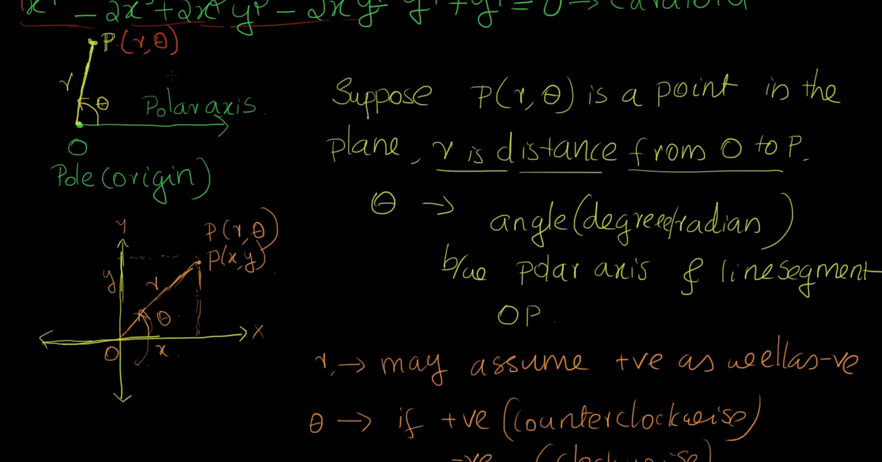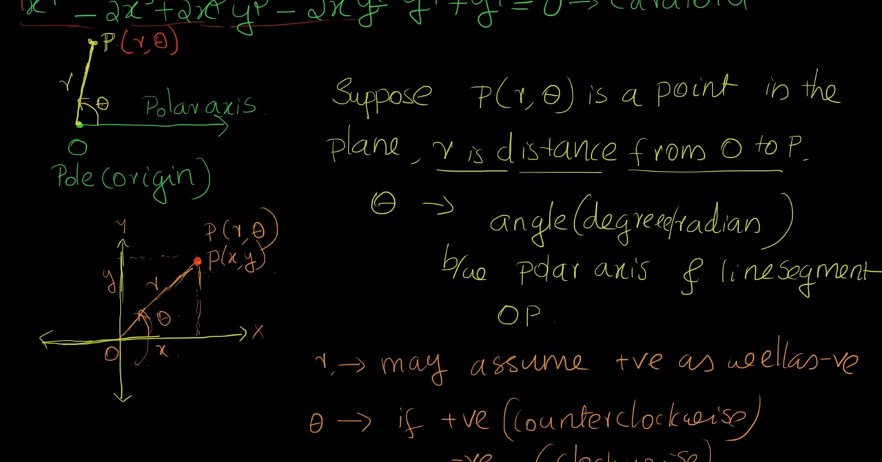Combining the polar and rectangular coordinate systems, we can illustrate this using these figures. This is a point P(x, y). For the same point, we can represent this point in two ways.